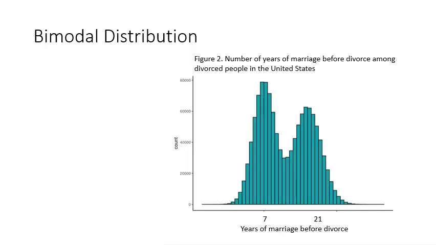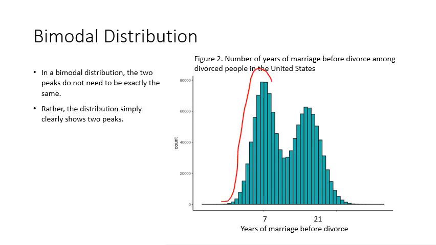We have another example here. This figure shows the number of years of marriage before divorce among divorced people in the United States. And you can see, looking at the x-axis, that there appear to be two modes, one around 7 years and one around 21 years. So again, you can see that these two peaks are not exactly the same size. So we have this peak and this peak. We have the two modes, but they're not exactly the same in terms of frequency.